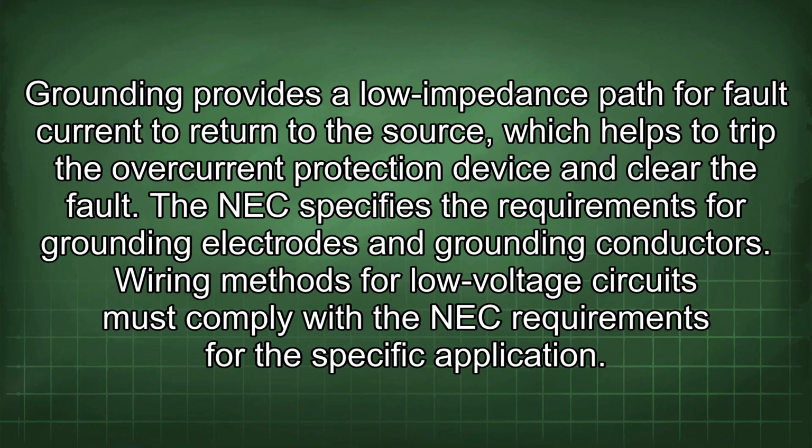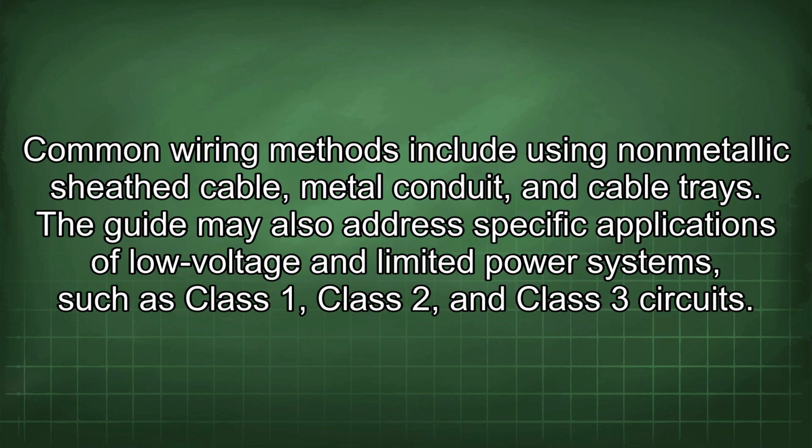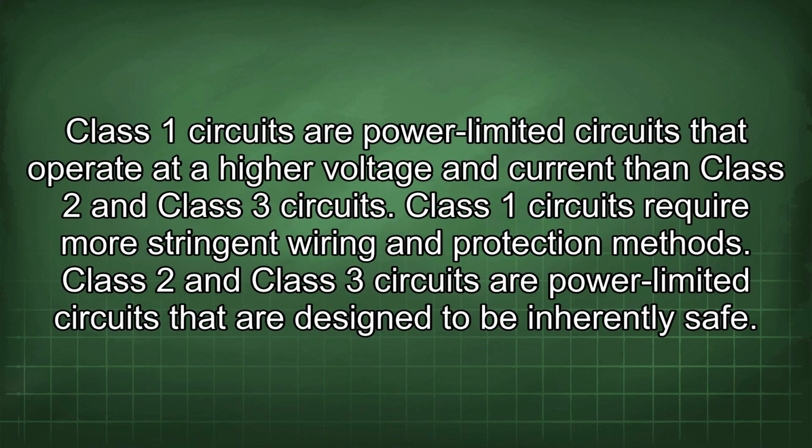Wiring methods for low voltage circuits must comply with the NEC requirements for the specific application. Common wiring methods include using non-metallic sheathed cable, metal conduit, and cable trays. The guide may also address specific applications of low voltage and limited power systems, such as Class 1, Class 2, and Class 3 circuits. Class 1 circuits are power-limited circuits that operate at a higher voltage and current than Class 2 and Class 3 circuits.